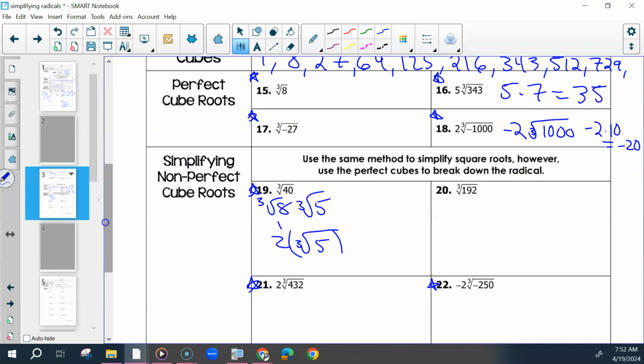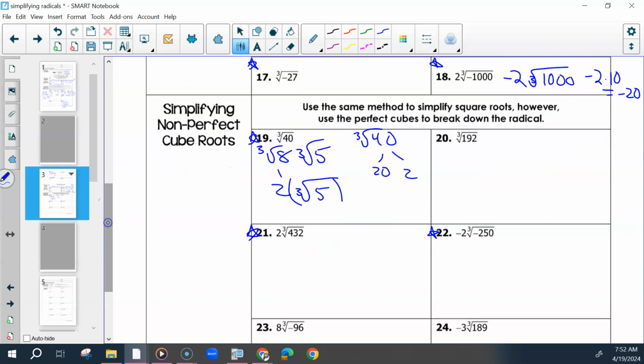Now, if we were breaking this down, let's say we use 20 and 2. Not perfect cubes. I'm just going to write these without the cube roots right now. I want to break down 20 completely. Give me factors of 20. 10 and 2. And then 5 and 4 would have also worked.